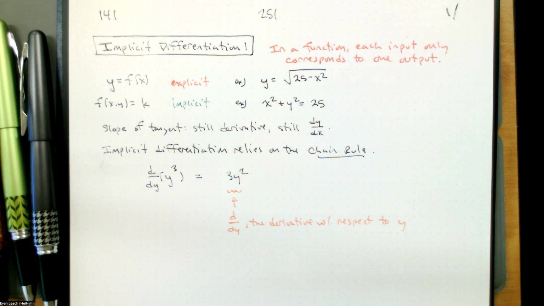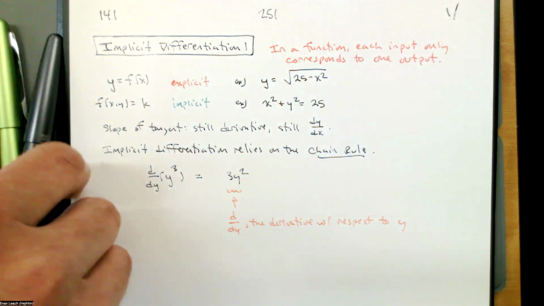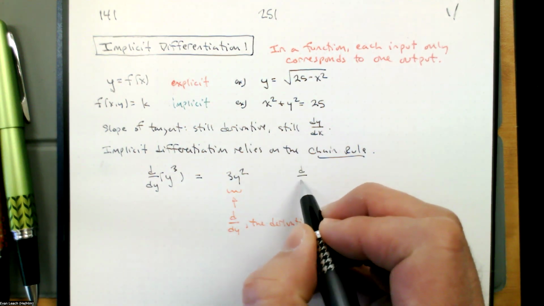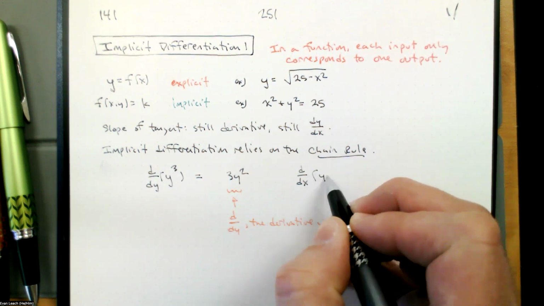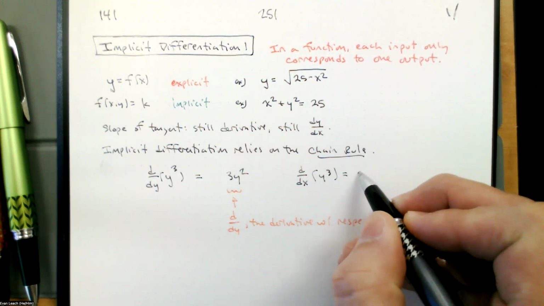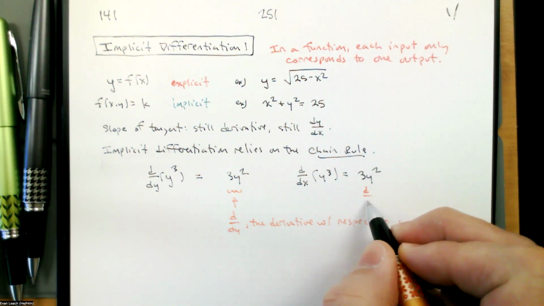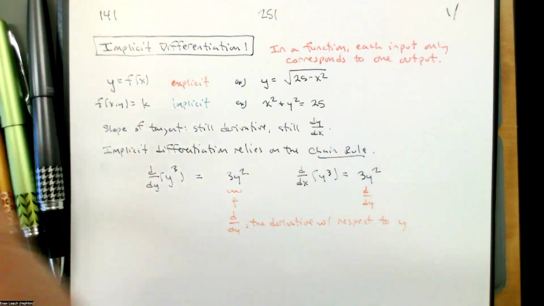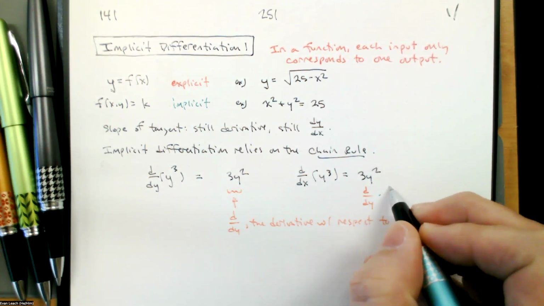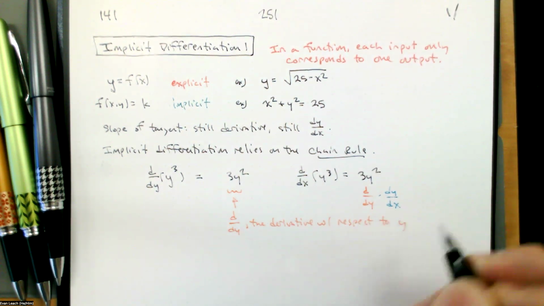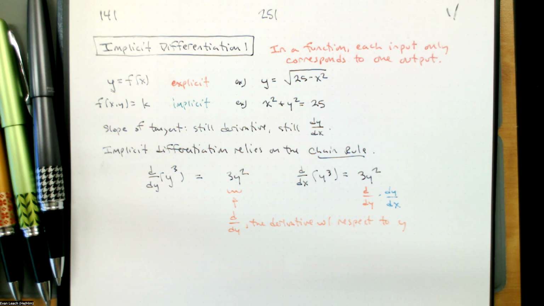If we want to find the derivative with respect to x of an expression like y cubed, we start off with 3y squared. That's the derivative with respect to y. And the chain rule says we can multiply by the derivative of y with respect to x. The derivative with respect to x, if there's going to be something in the middle, is the derivative with respect to y times the derivative of y with respect to x.